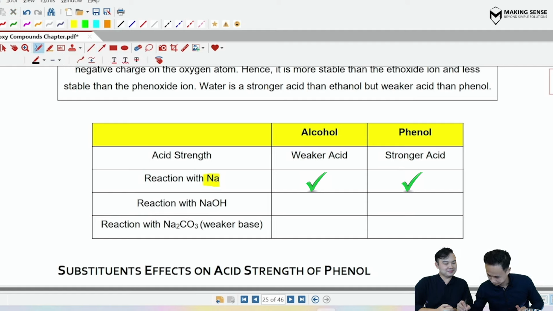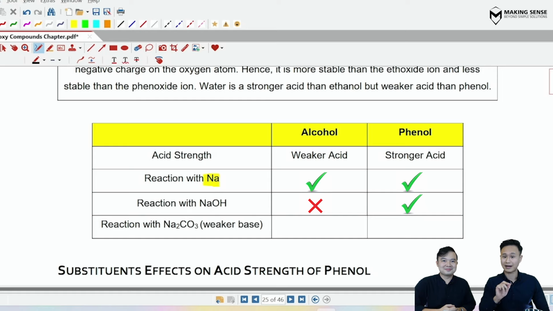Okay. Now, sodium hydroxide is a strong base. So because it's a strong base, it can only react with the strong acid phenol, but it can't react with the alcohol because it's a much weaker acid. Okay, so no reaction here. Now, last but not least, what we have here is sodium carbonate. Sodium carbonate is a very, very weak base, so we realize that it cannot react with alcohols, and neither can it react with phenols. Okay?